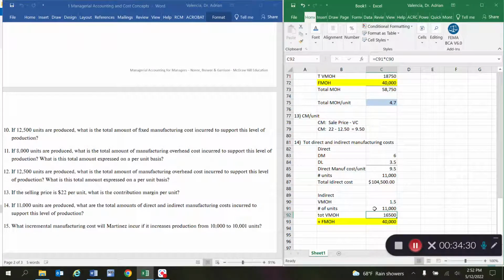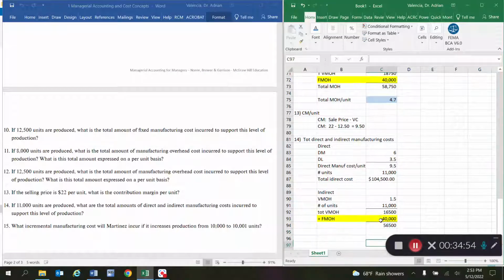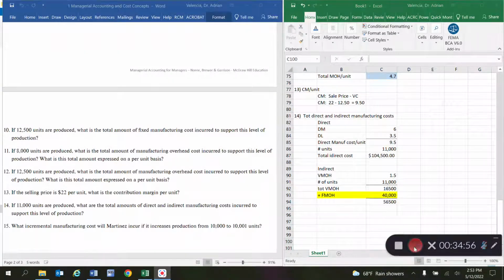Let me make some lines here so it makes it easier for us to know what we're adding and subtracting. So this is 1.5 times 11,000 gives us 16,500 plus the 40,000, and that gives us a total of, let me sum these two real quick, 56,500. Let me scroll this up. So to conclude, our total direct manufacturing costs are $104,500, and then our total indirect manufacturing costs are $56,500.